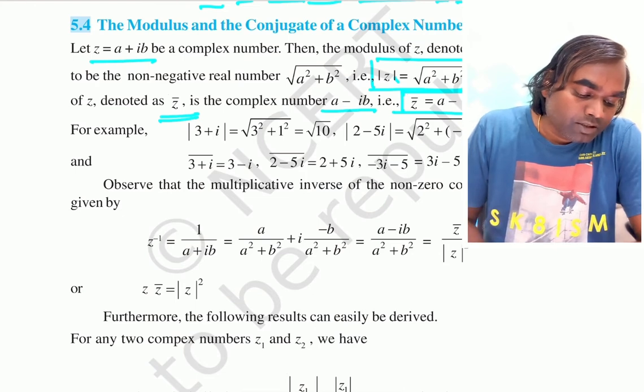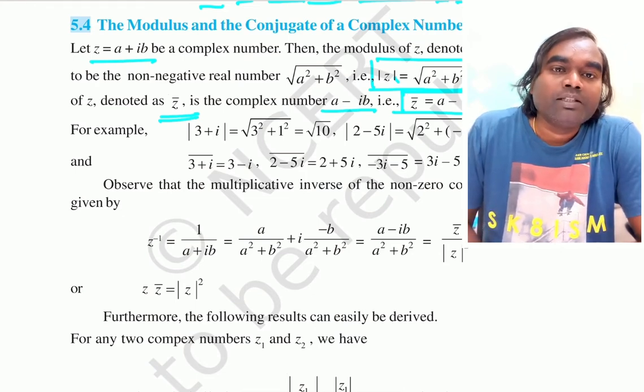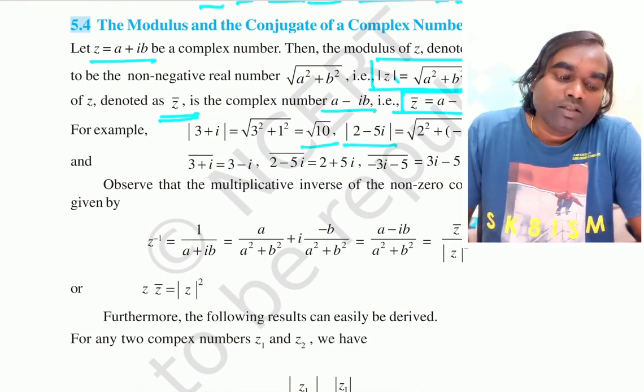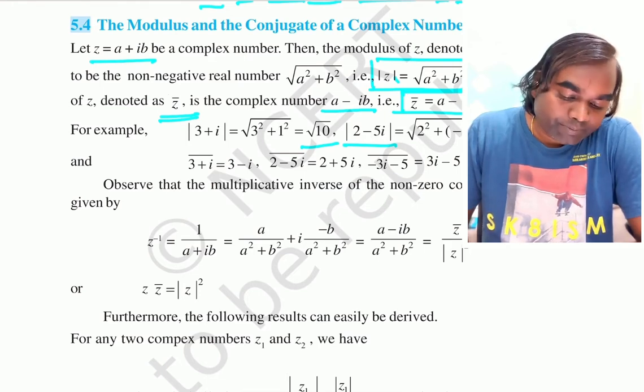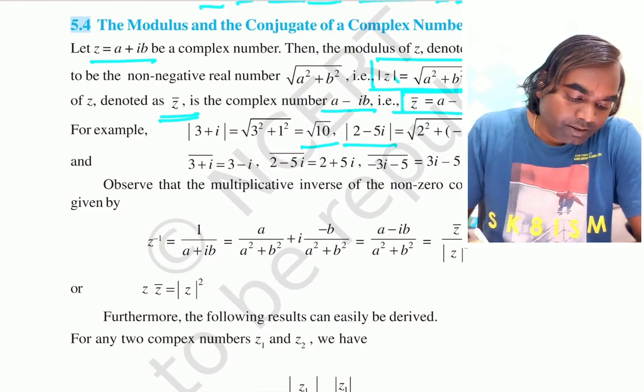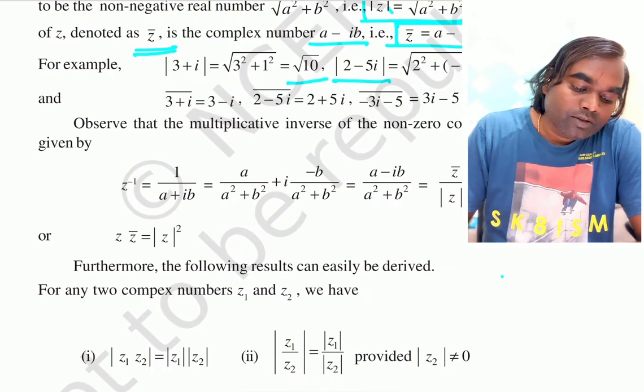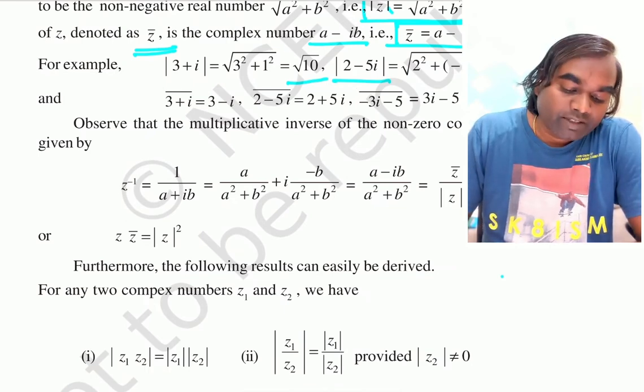Suppose you are given 3 plus i and you have to find the modulus. That will be equal to square root of 3 square plus 1 square, that is square root of 9 plus 1, that is square root 10, and the complex conjugate will be equal to 3 minus i. Similarly we can solve for 2 minus 5i.